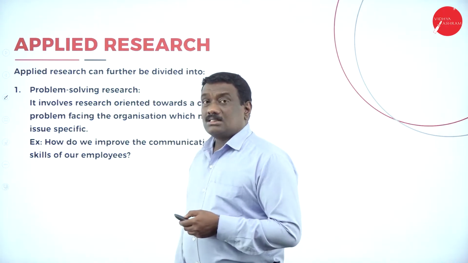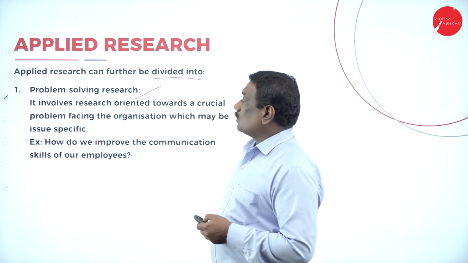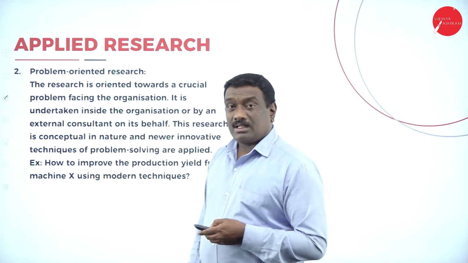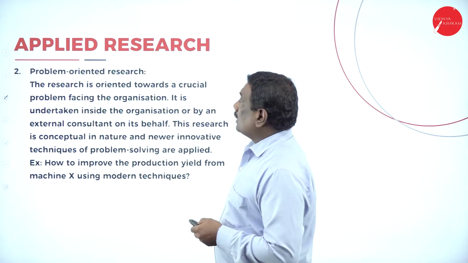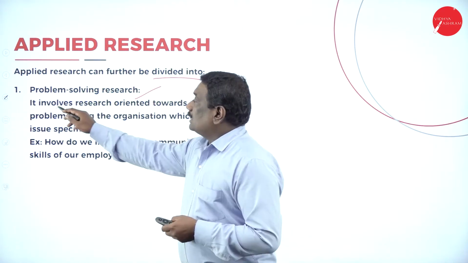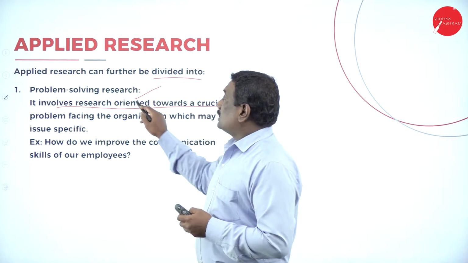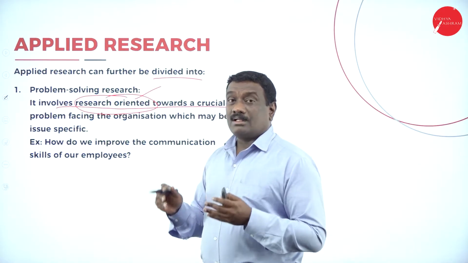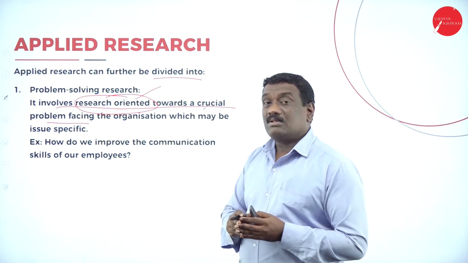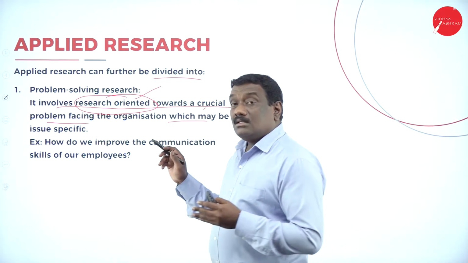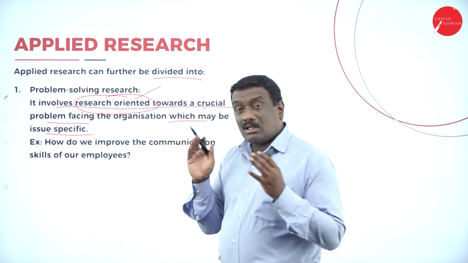Now applied research can be classified or divided into two types. One is problem solving research, and second is problem oriented research. Let us see what problem solving research is. It is research oriented towards a very important, crucial problem which is faced in an organization, which may be a particular issue.